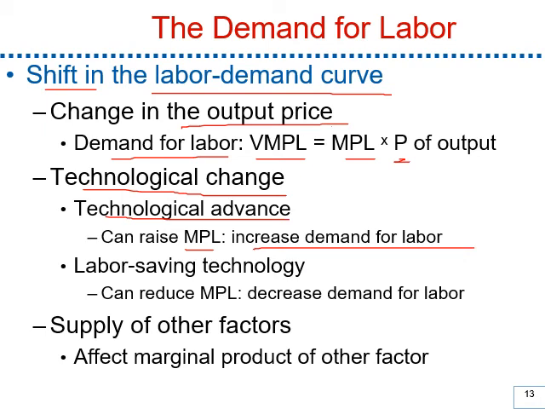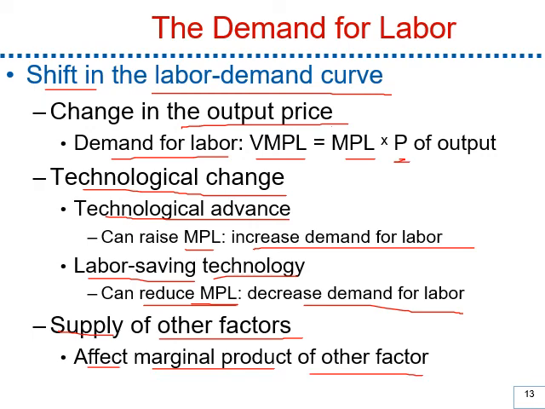On the other hand, if you have a labor saving technology where you don't need a lot of workers, this will reduce the hiring by businesses. So labor demand will decrease and shift to the left. This can reduce MPL, which will decrease labor demand. Also, the supply of other factors matters. If the supply of another factor changes, this will affect the marginal product of the other factor.